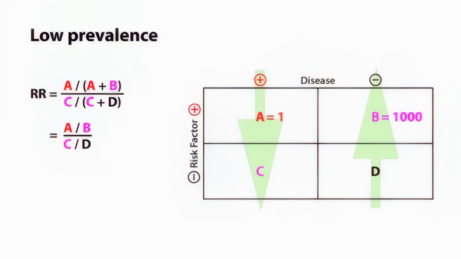Then look back at the equation for the odds ratio. It's the same thing, A over B divided by C over D. So if you have the equation for a relative risk memorized, and you know the odds ratio approximates relative risk when the prevalence is low, then you'll know the equation for the odds ratio.